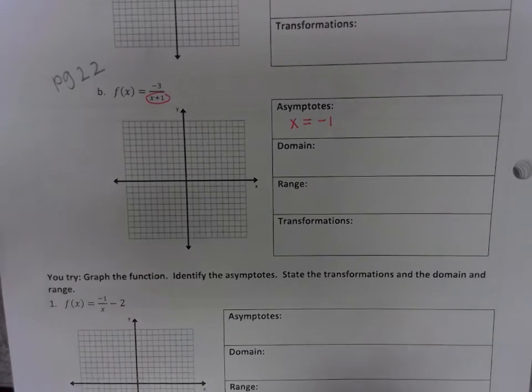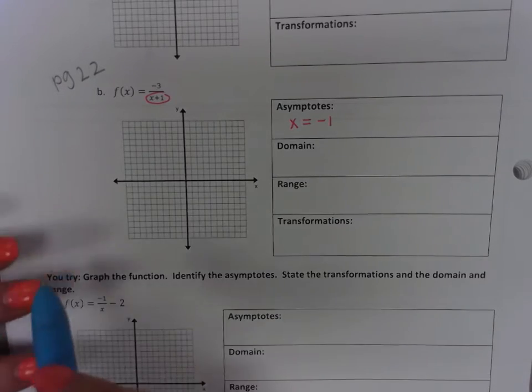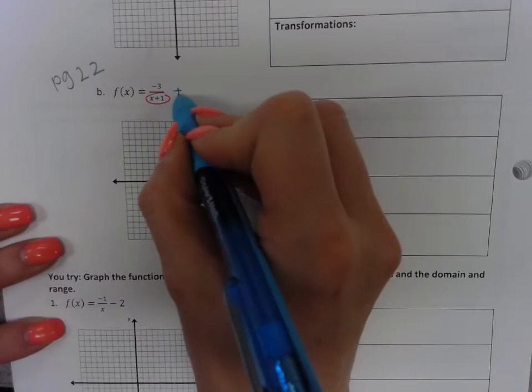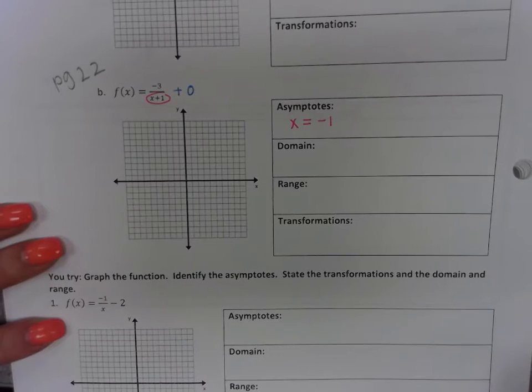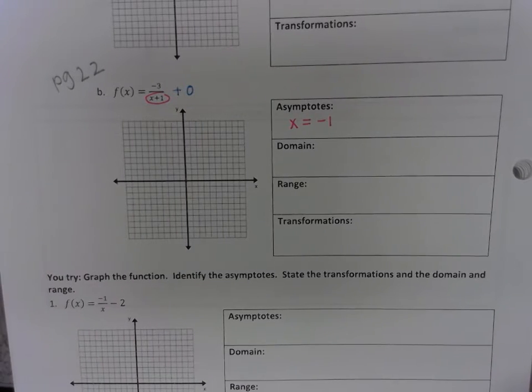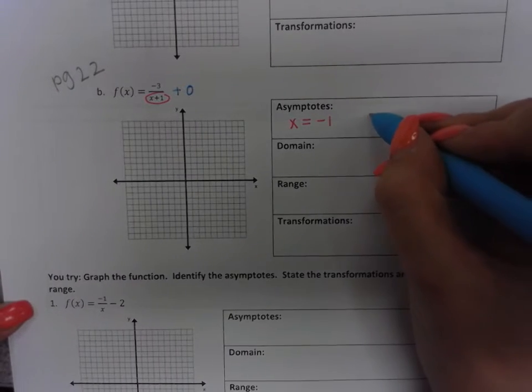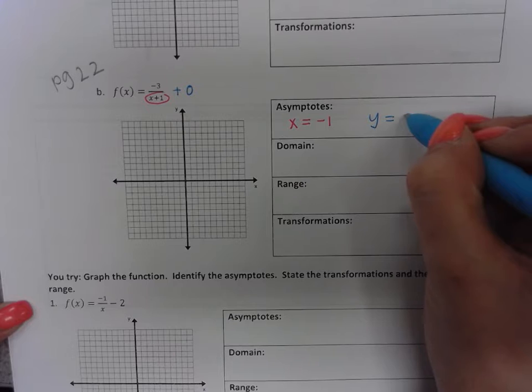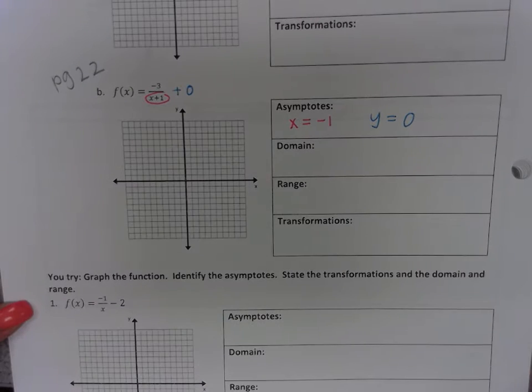The other asymptote we get from looking right after the fraction. In this case, there's no number, so I could add on a +0. Adding 0 does not change anything, so anytime you don't have a number there, you can always put a 0. That means that my other asymptote will be at y equals 0. I'm going to go ahead and graph those now.